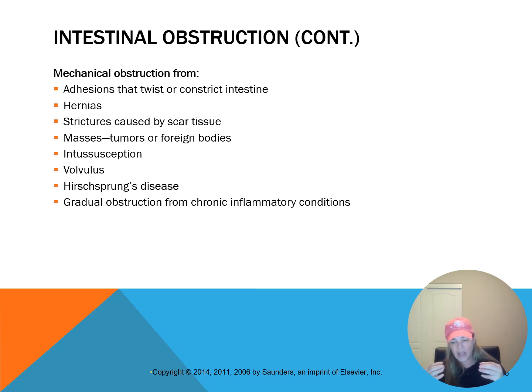Intussusception, which is when the intestines kind of move in and out of each other. That's more common in pediatrics when they're about 2 to 3 years old. You can have a volvulus. Hirschsprung's disease is also a pediatric disease that they usually diagnose in pediatrics. It can cause intestinal obstructions, and also later on in life, once it's been corrected, Hirschsprung's disease can be a risk factor for intestinal obstructions. And also chronic obstruction is related to chronic inflammatory conditions.